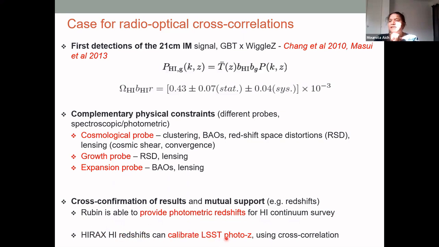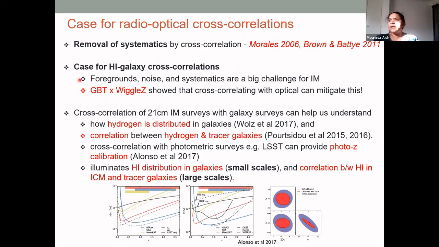You can calibrate the LSST photo-zs using the cross-correlation. So this is kind of the motivation, and obviously it helps in the removal of systematics when you cross-correlate the two. Foregrounds, noise, and systematics are a big challenge for intensity mapping. And the first detection of H1, as we said, was done by cross-correlating GBT and WiggleZ. The foreground challenge can be mitigated in some cross-correlation surveys.